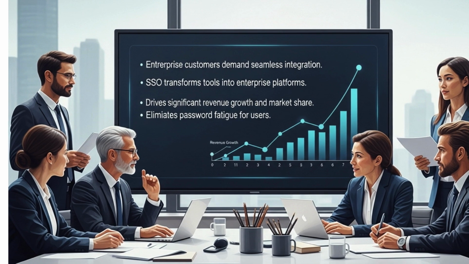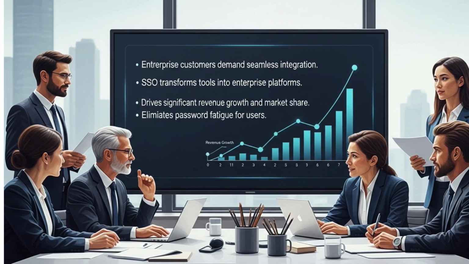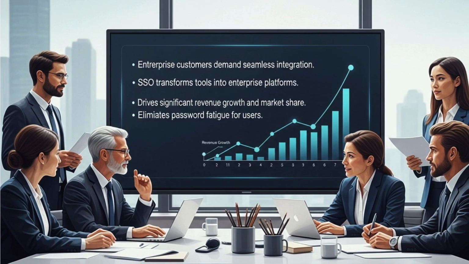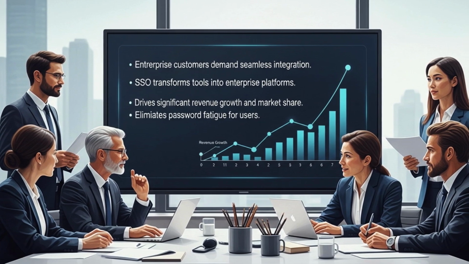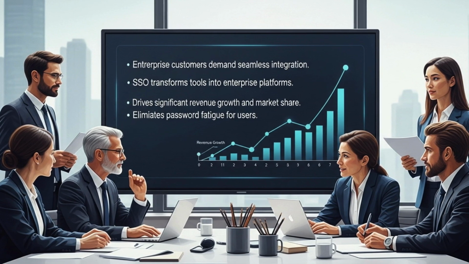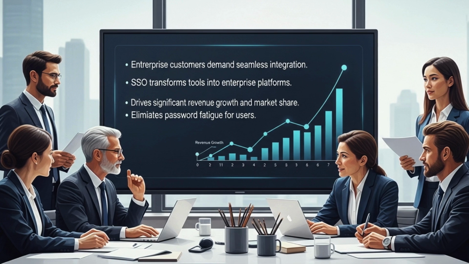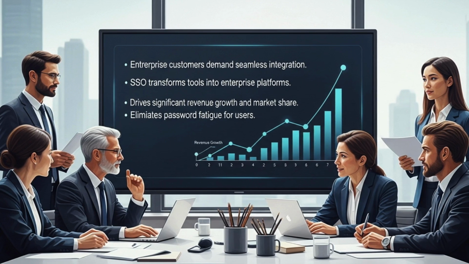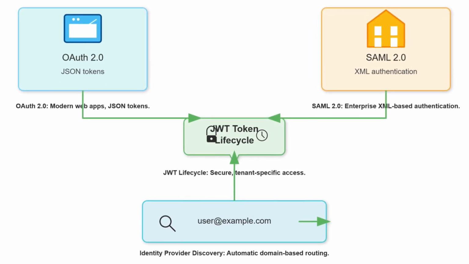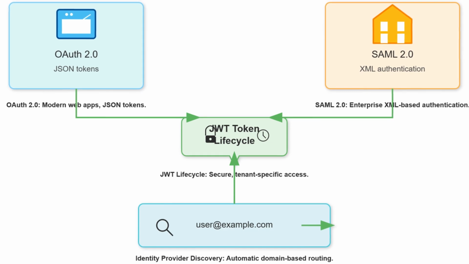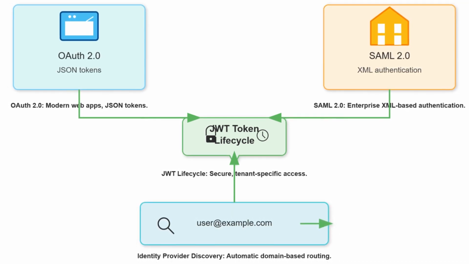To build a robust SSO solution, we need to understand its core concepts and the protocols that underpin it. When we talk about SSO, two names often come up: OAuth 2.0 and SAML 2.0. OAuth 2.0 is primarily designed for modern web and mobile applications, relying on JSON Web Tokens for authentication and authorization. Think of it as the standard for connecting consumer-facing apps. In contrast, SAML 2.0 is the workhorse for enterprise authentication, often using XML-based assertions. It's robust and widely adopted in corporate environments. Your system needs to support both, intelligently detecting the right flow based on the identity provider.